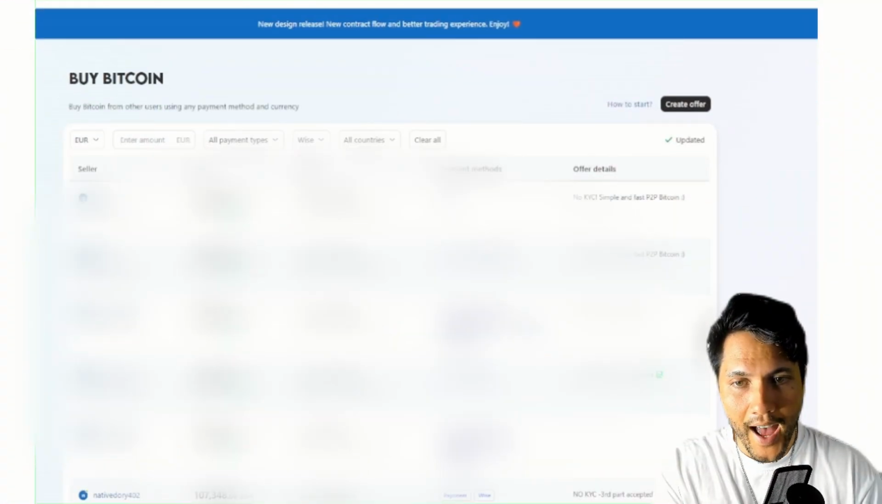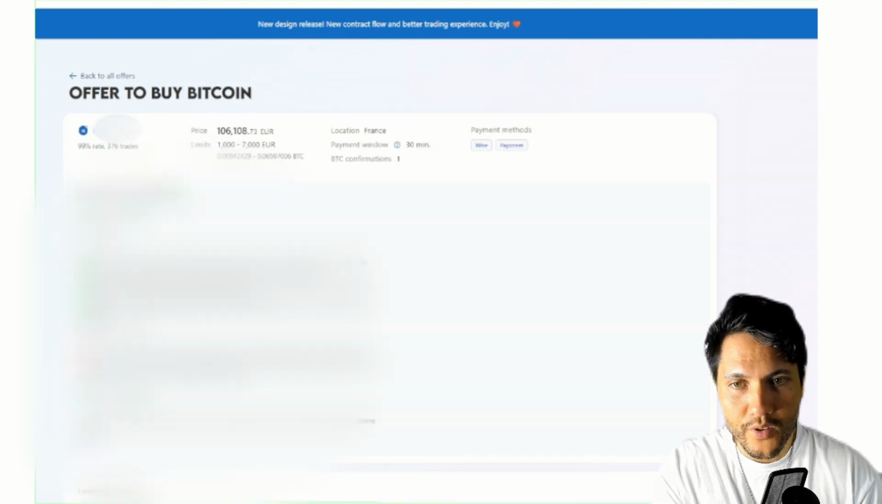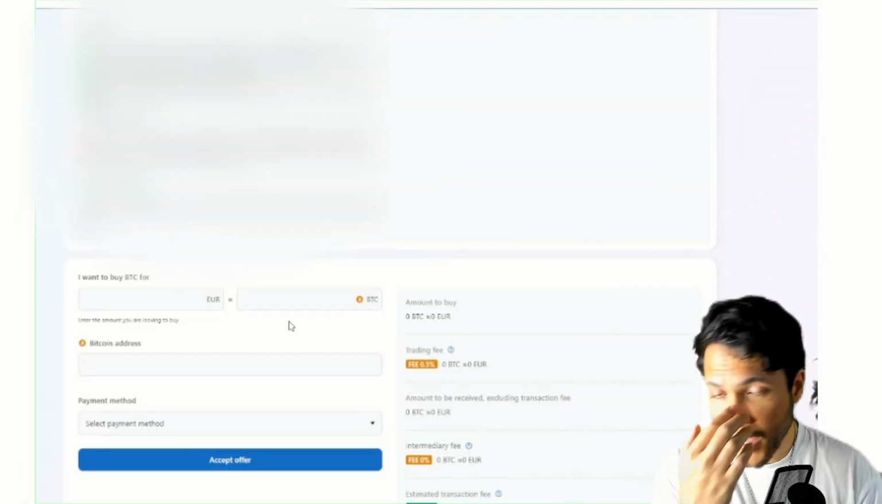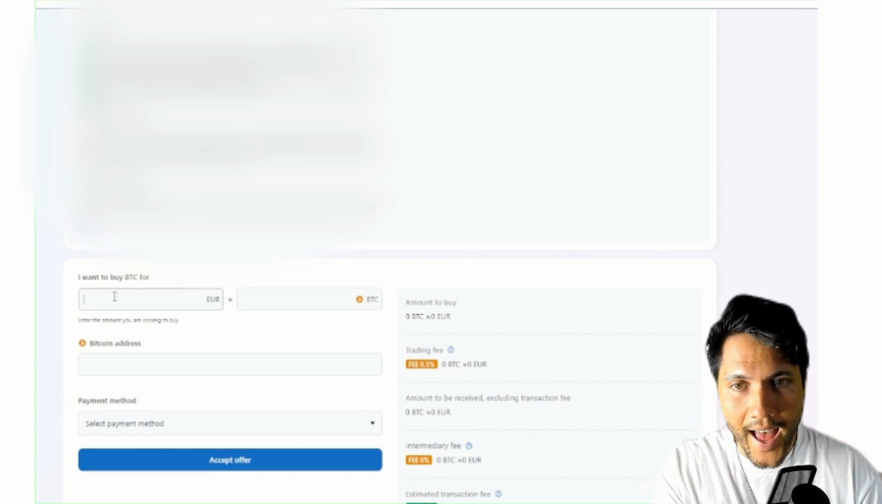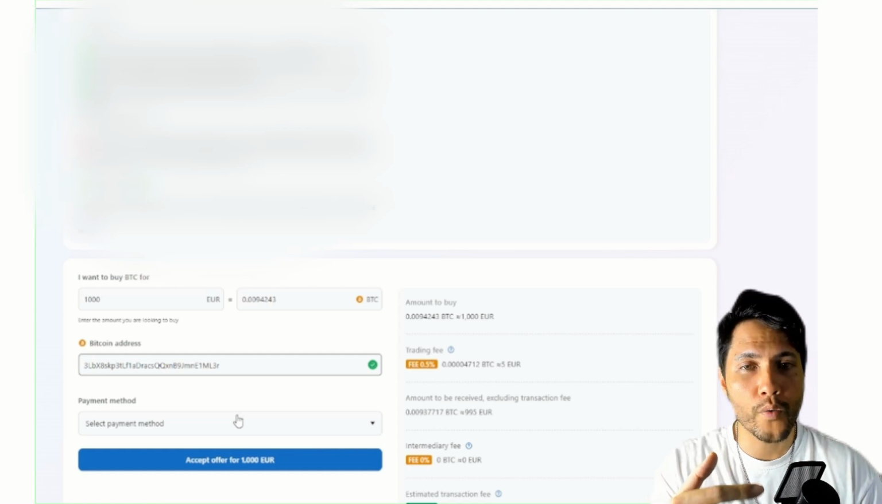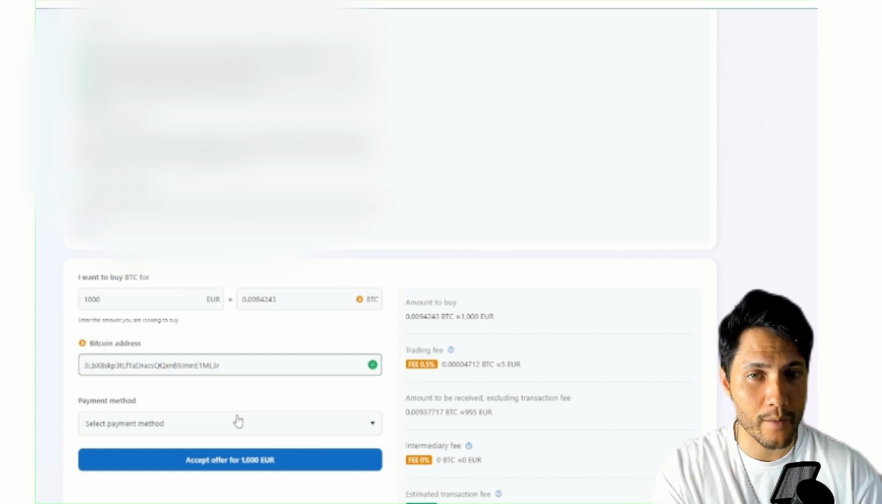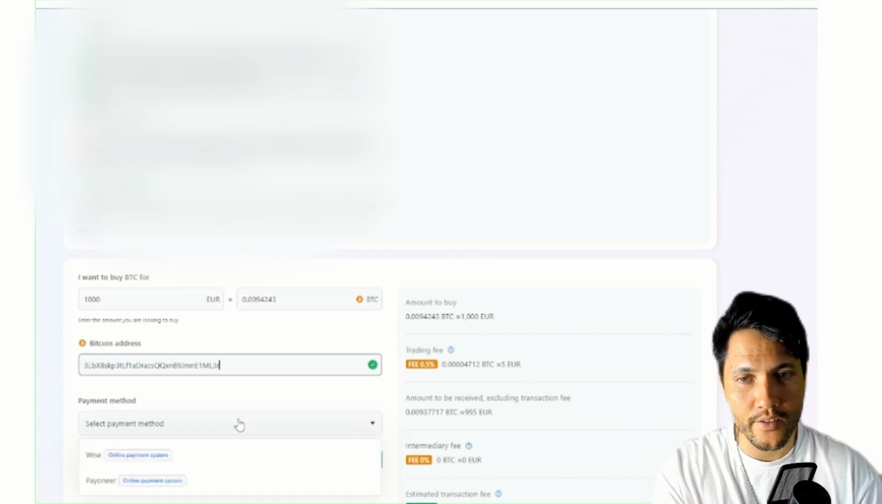And I'm also looking for the person with the highest amount of feedback. So I've just selected someone here based on that criteria. And I am now going to go to the next thing. So I can see this person's payment, the description, and what the terms and conditions are of this offer. And then I am going to just type in the amount of euros that I'm going to pay in exchange for how much BTC. So the BTC amount on the right is already calculating in the fact that this person that I'm trading with is charging above the market rate. And it's also calculating whatever rate is going on the exchange.